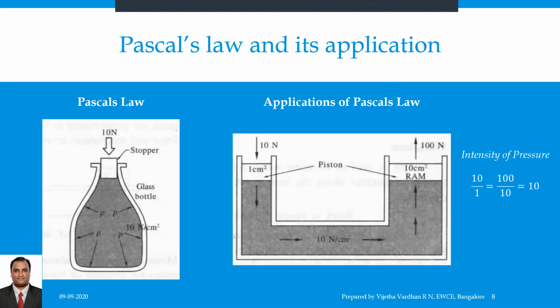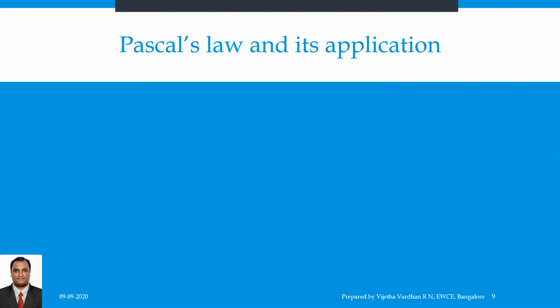However, the intensity of the pressure acting on the fluid will always be equal. That is nothing but 10 by 1 on the plunger side and 100 by 10 on the ram side, but the intensity of the pressure remains as 10. This is what it means. And this can be understood more simply.